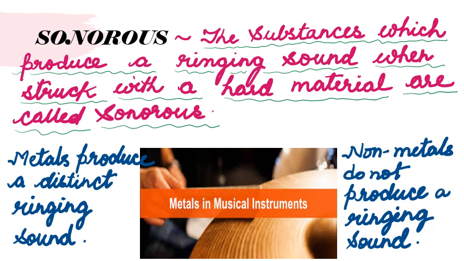Whereas non-metals do not produce a ringing sound and therefore they are non-sonorous. For example, the bells which are commonly used in schools, churches or temples produce a ringing sound when they are struck with a hard material. Thus we can say that metals are sonorous, whereas non-metals are non-sonorous.